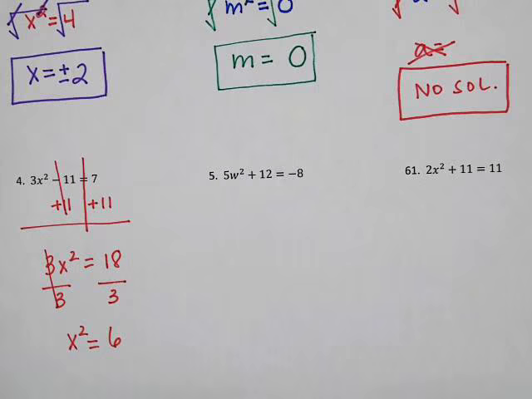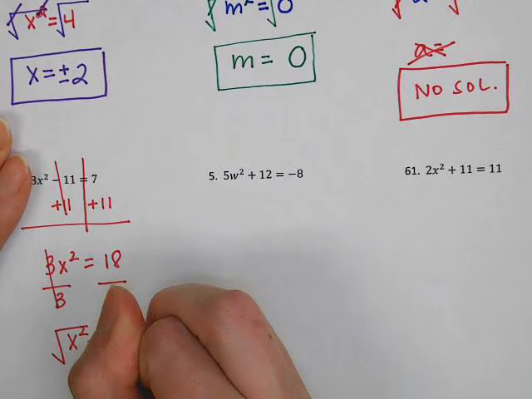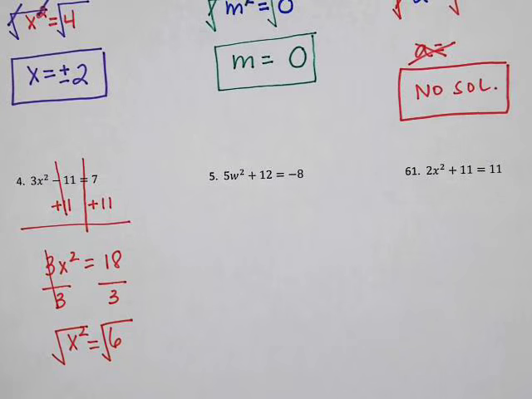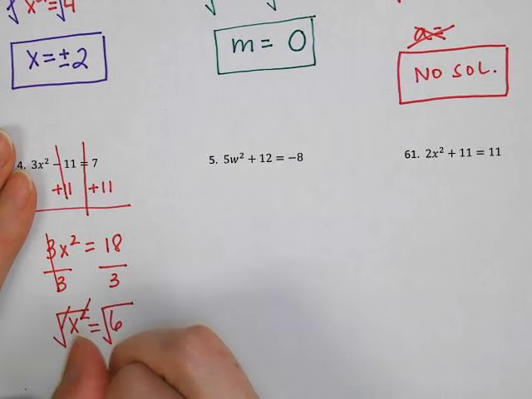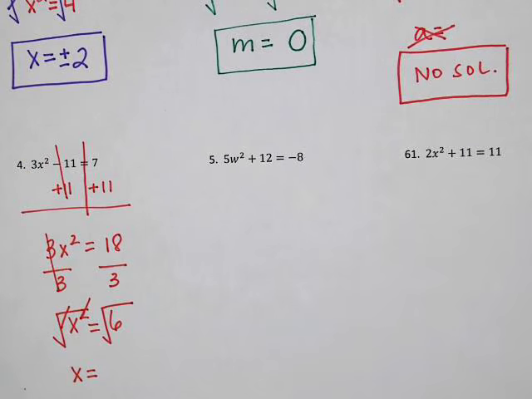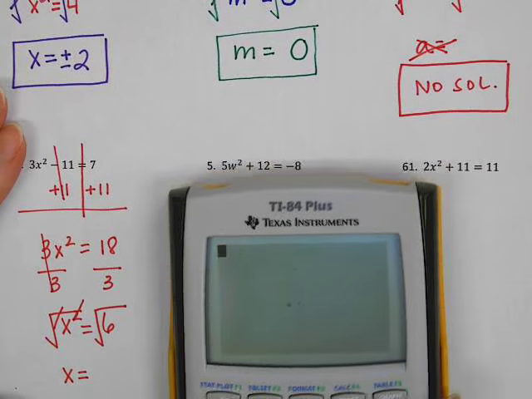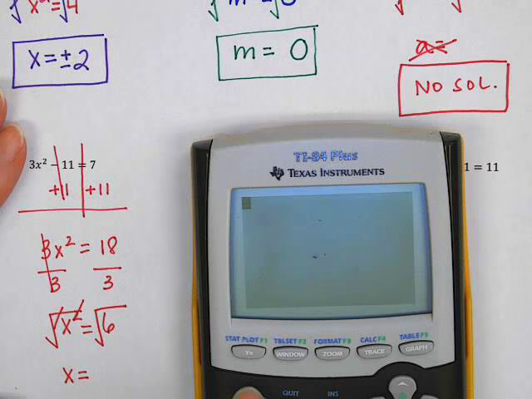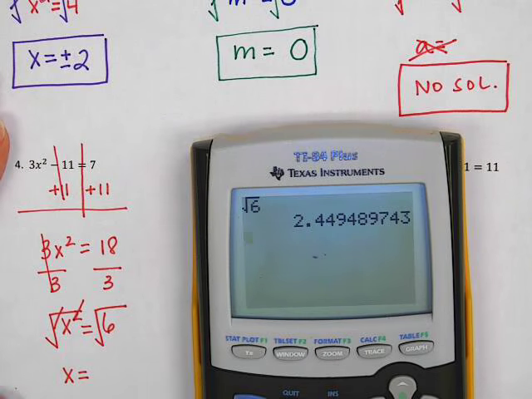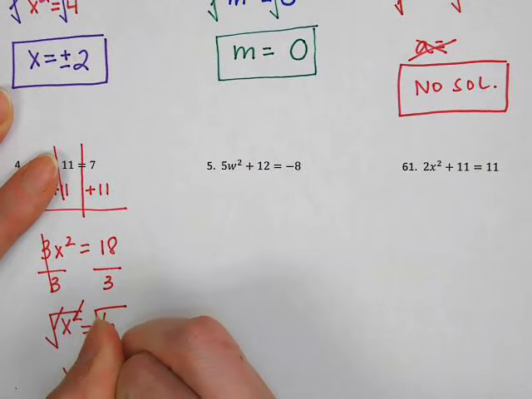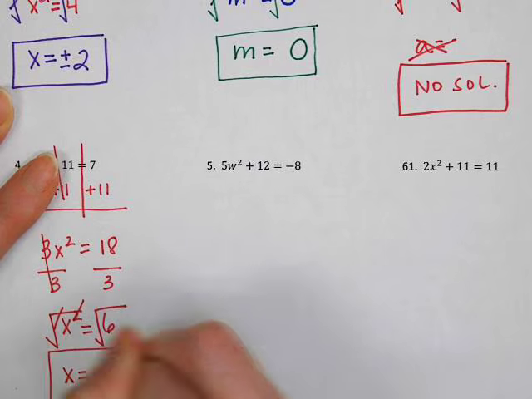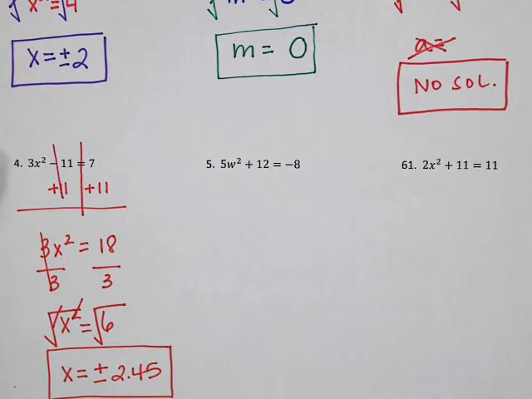To solve, we square root both sides. Squaring a square root will cancel. And we get x equals. Okay, now we don't know the square root of 6, so we're going to have to do it in the calculator. What is the square root of 6? Square root of 6 is 2.45. And then don't forget plus or minus, because you always want 2 solutions. Plus or minus 2.45.